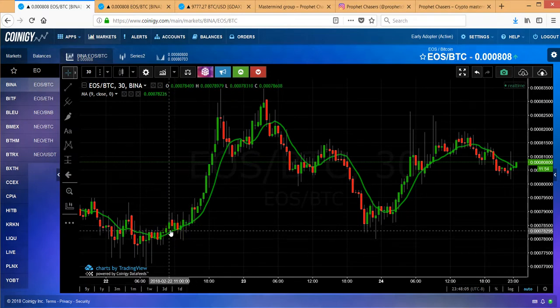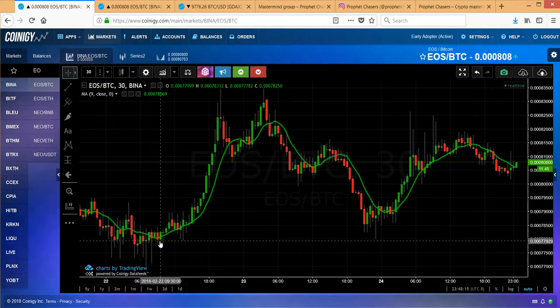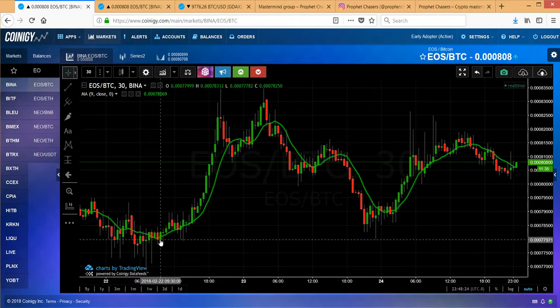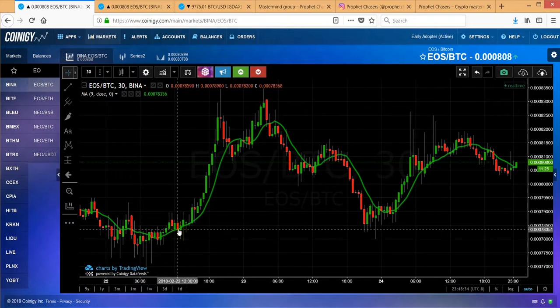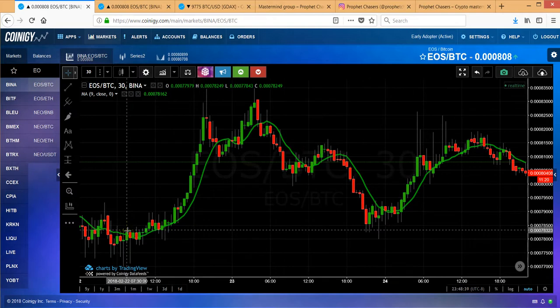So for instance, right here, I guess this would be my entry point, believe it or not, because even though it came down here, it closed above the moving average line. It closed right here above it, and then the second one confirms that it's above, and I would pretty much just let it ride out. Right here it looks like it wanted to close over, but it stayed on the line. It didn't close below the line.